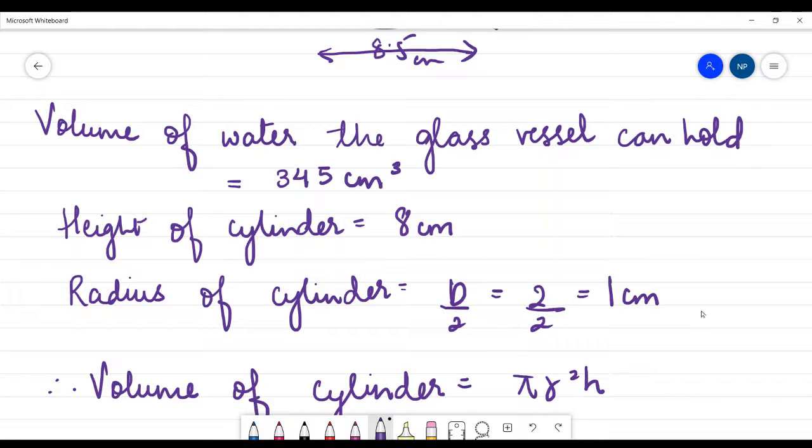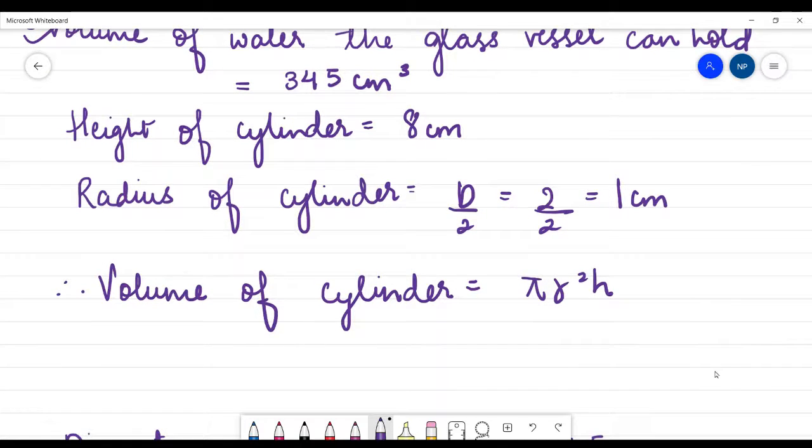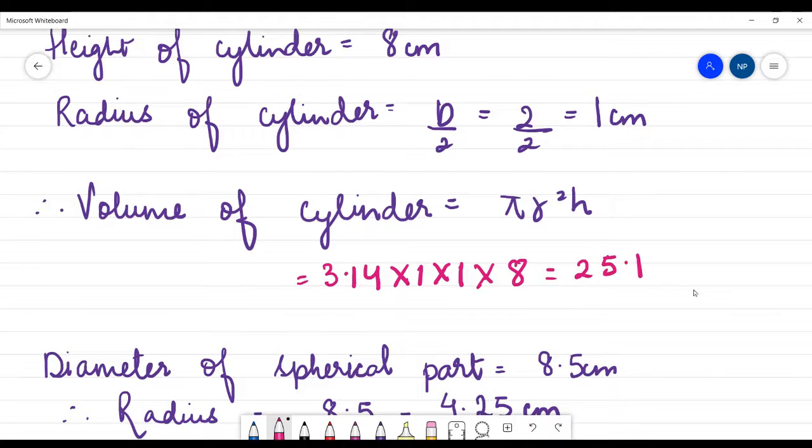Now this particular volume, children, is given by the child. We are going to see whether our calculation and the child's calculation match or not. So the volume of the cylinder is pi r square h. Pi is given as 3.14, radius is 1, that means 1 square, that is 1 into 1, into height is given as 8. So the answer is 25.12 centimeter cube.